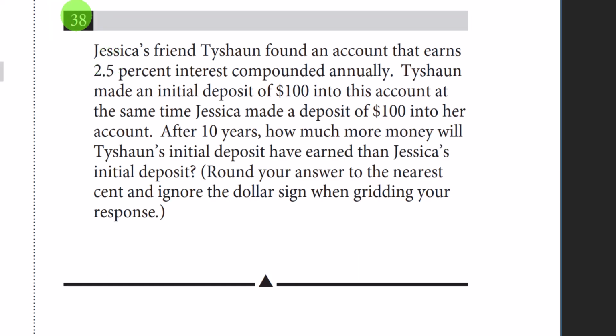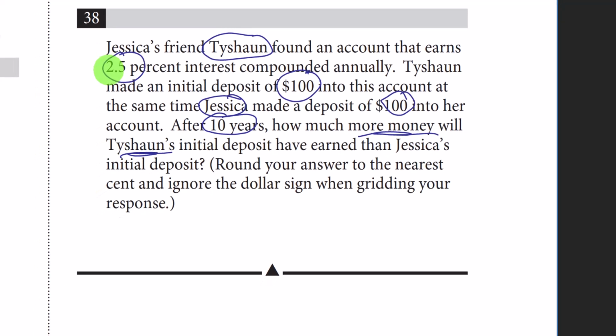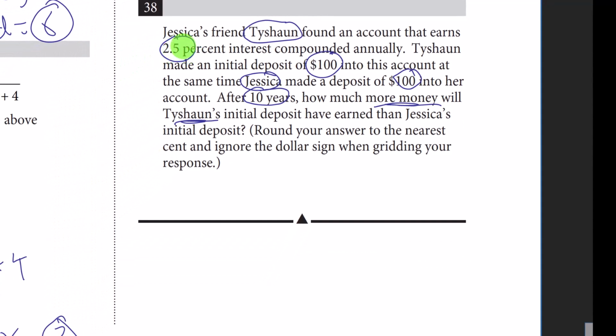Question 38. So we've got Tishan depositing $100 and she's getting 2.5%. And Jessica is also depositing $100, but remember, she's only getting 2%. So we want to know after 10 years, how much more money is Tishan going to have? And I know that 0.5% doesn't seem like very much, but yeah, it's going to compound and she's going to get more and more money. So let's take a look.